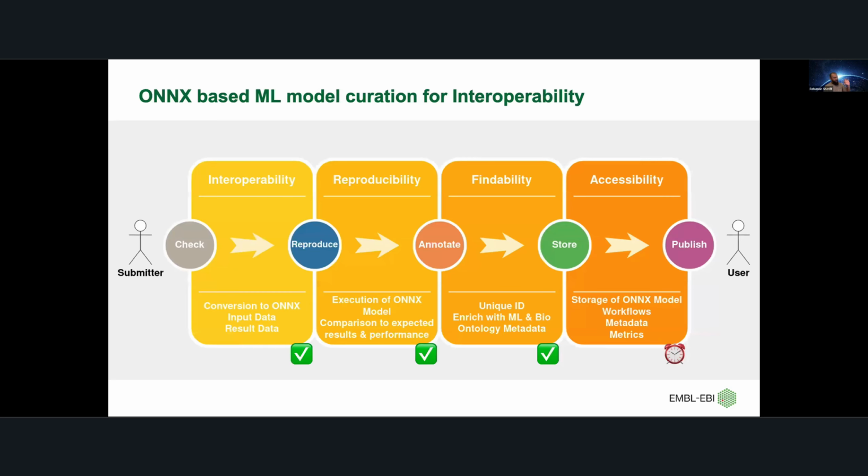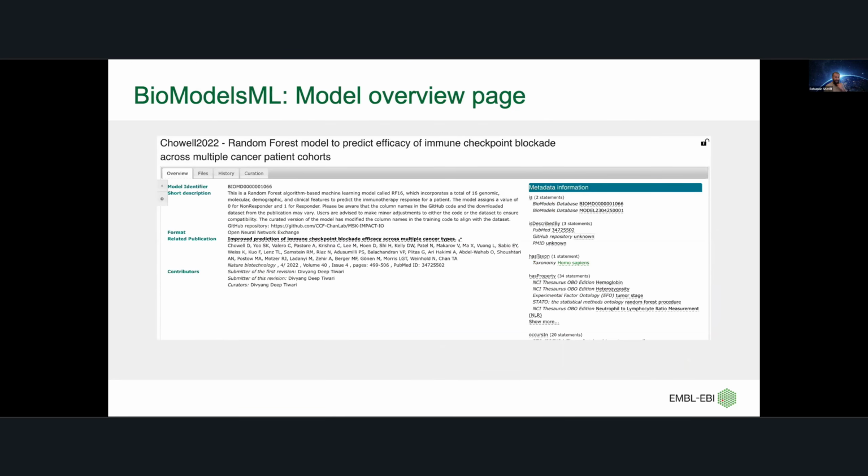Just a quick overview. Talking about interoperability, here we recommend using the ONNX format, which allows you to move things across. So you can have a model in TensorFlow, and you can move it to PyTorch if the weights are encoded properly in the ONNX format, and do the inference. You can reproduce this, get the metrics correct, annotate the model, and disseminate it to BioModels so that others can easily use it.